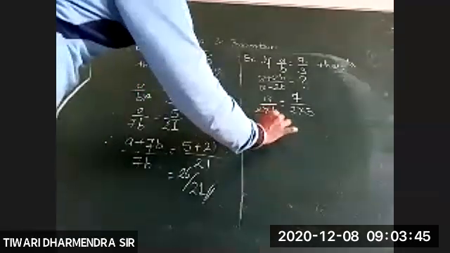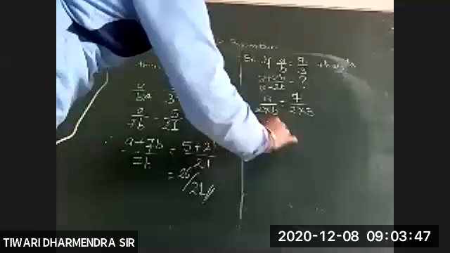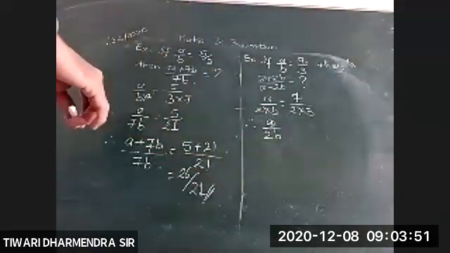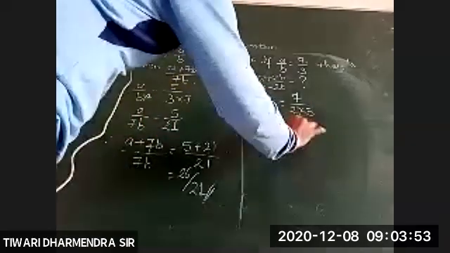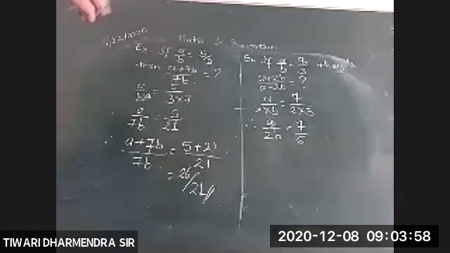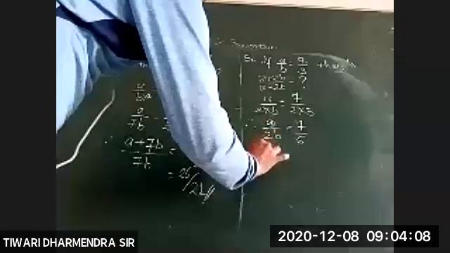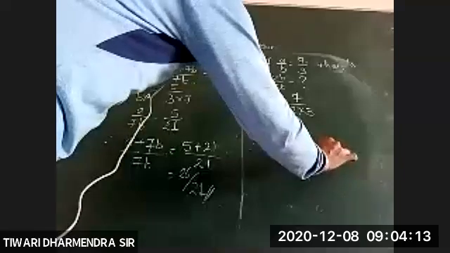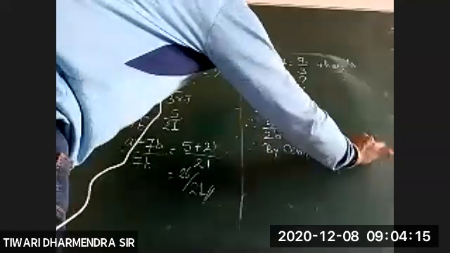So therefore, a upon 2b is equal to 7 upon 6. Now it becomes very simple, as we can see. Now the only thing that we have to do is apply the operation, that is componendo and dividendo.